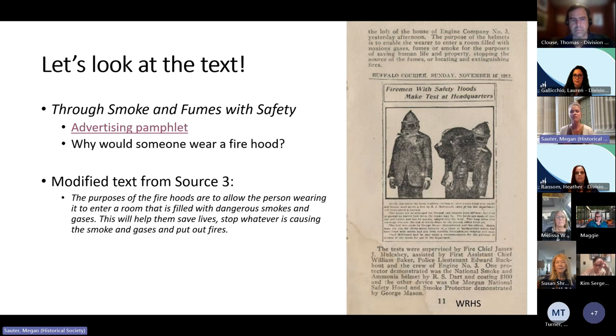So to be safe also means that you're healthy. And so if the firefighters are healthy, they're going to be able to save other people and also to put out the fire so it can help preserve people's goods, too.